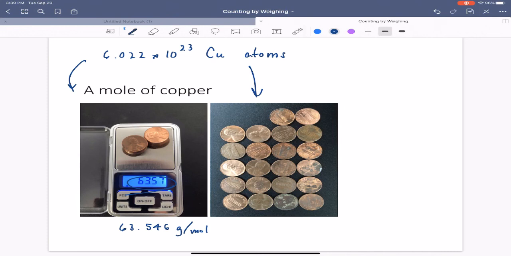So we use this large grouping number because it makes a huge number of very small things manageable. And we weigh instead of counting in the beginning with beans because it was convenient. But here, because atoms are so small, counting is not possible. And weighing, or getting the mass, is the only way that we can figure out how many atoms we have.